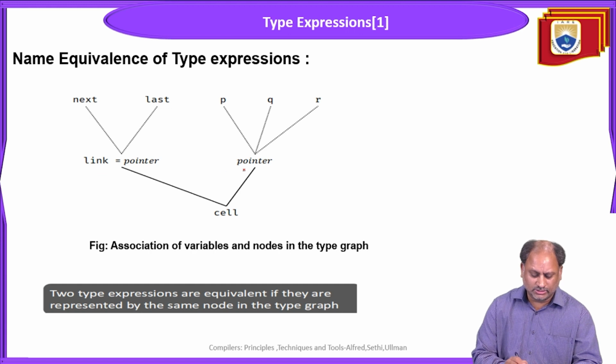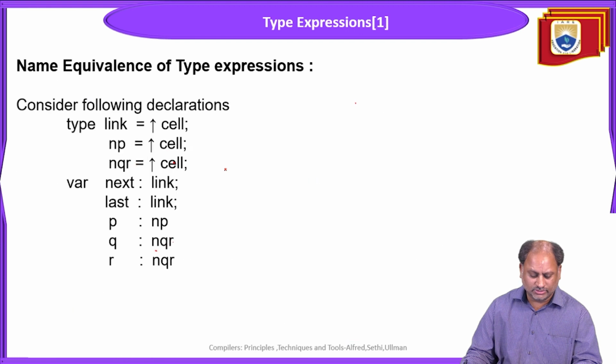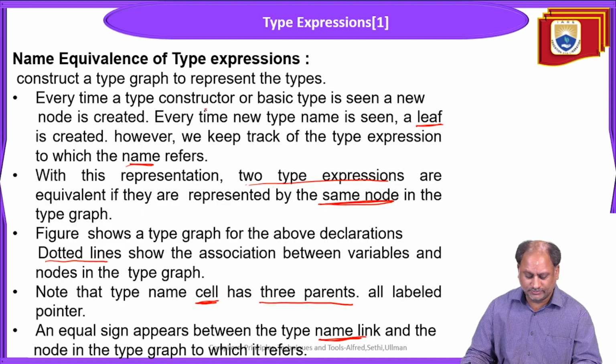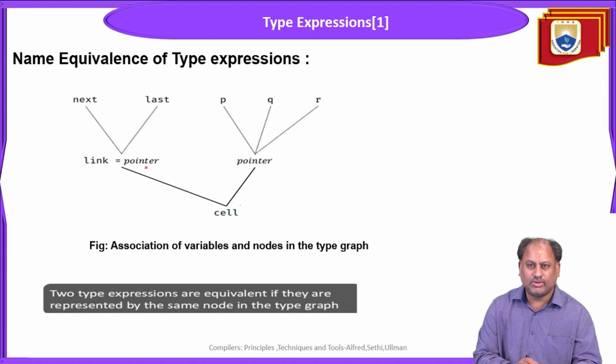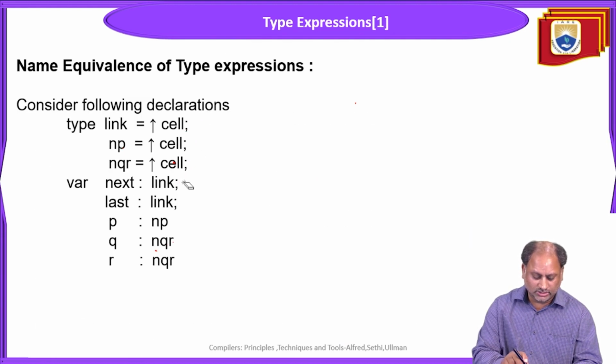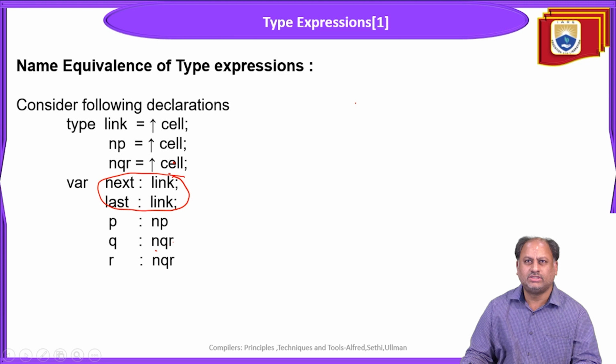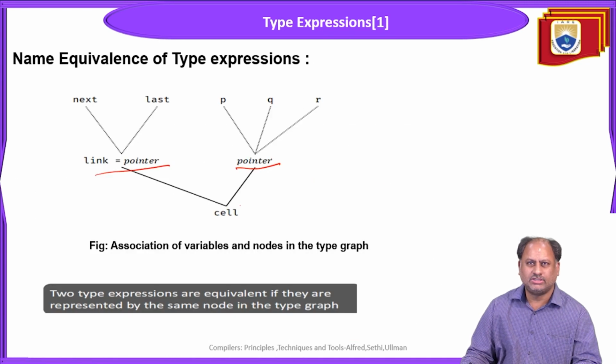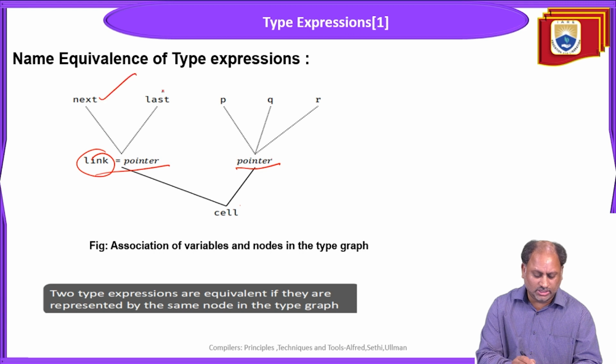Link is a pointer, that is pointer of cell. Link is also a pointer. So here this is a link and this is pointer of cell. So link equals pointer, and pointer of cell. This is link, which is the pointer of cell, and this is the pointer of cell. And next and last: the variables declared here, next and last. These two variables are declared as link.